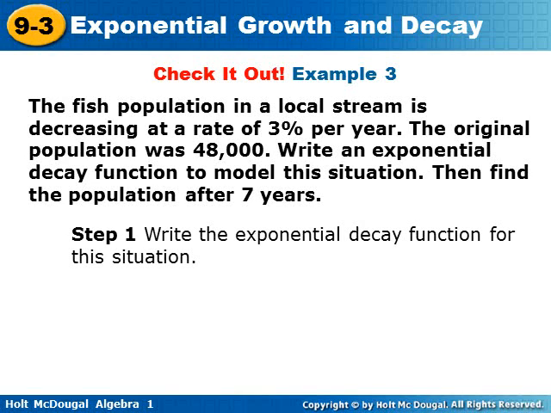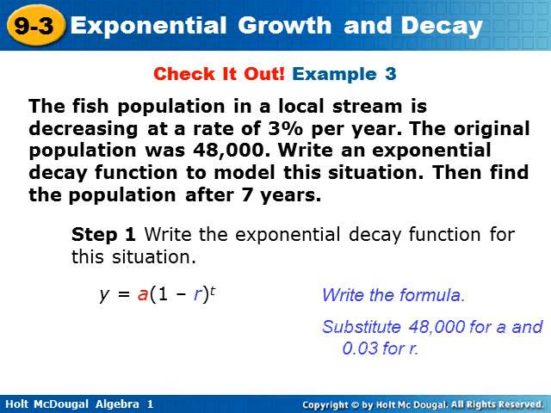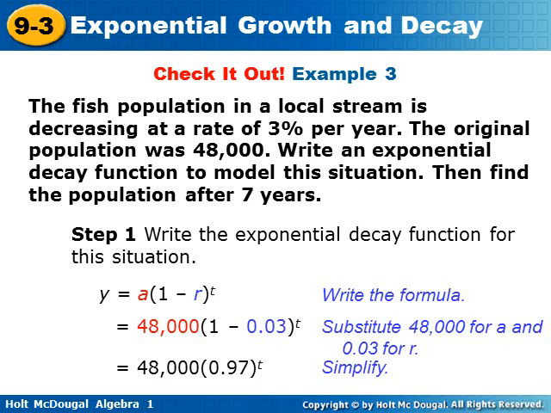Step 1 will be to write the exponential decay function for the situation. The formula is y equals a times (1 minus r) raised to the power of t. We're going to substitute 48,000 for a, that's the original population of the fish, and 0.03 for r, that's the rate of decrease. And so we get 48,000 times (1 minus 0.03) raised to the value of t. So when we simplify, we get 48,000 times (0.97) raised to the value of t.